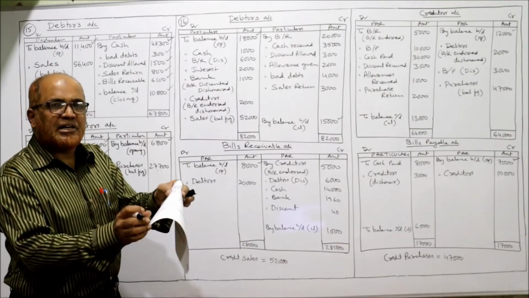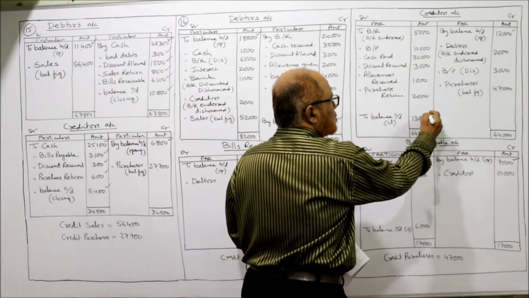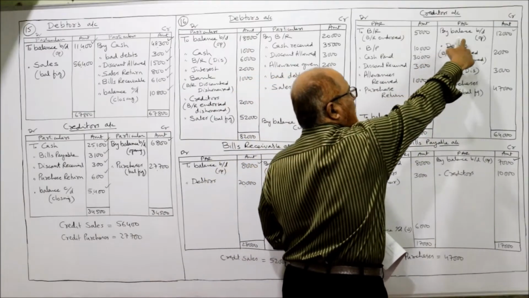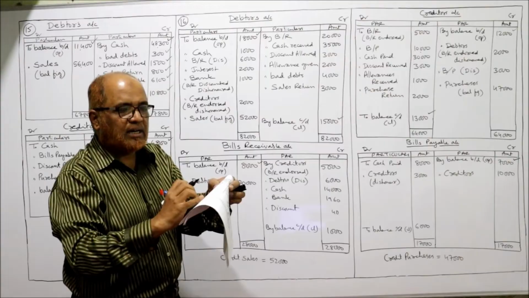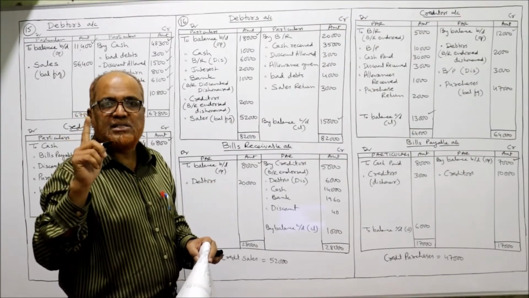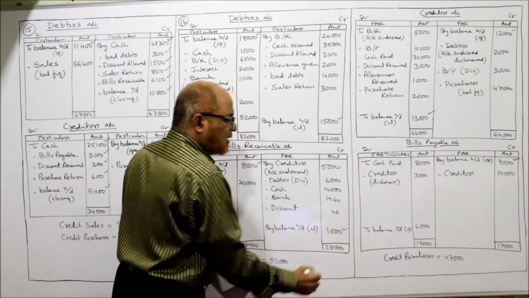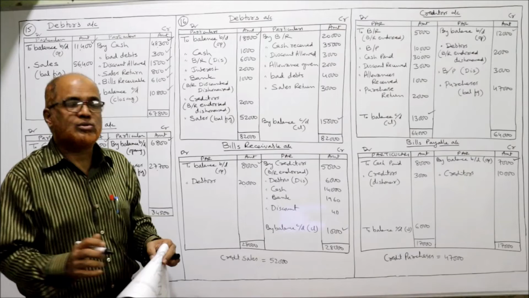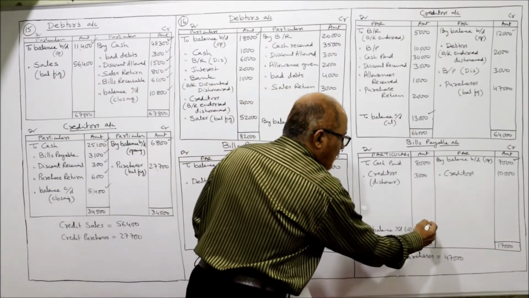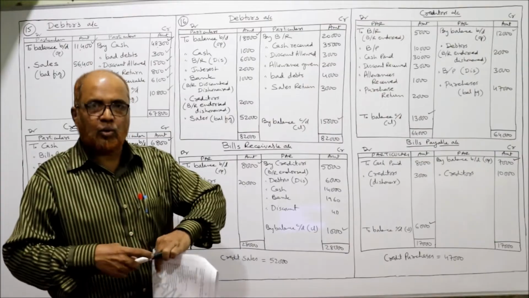Similarly, closing creditors, total creditors closing 13,000. Here 13,000 creditors. Because opening we have taken on credit side, closing debit side. Now bills receivable closing 1,000. By balance carried down, closing 1,000. Similarly, bills payable closing 6,000. Bills payable to balance carried down, closing 6,000. Over.